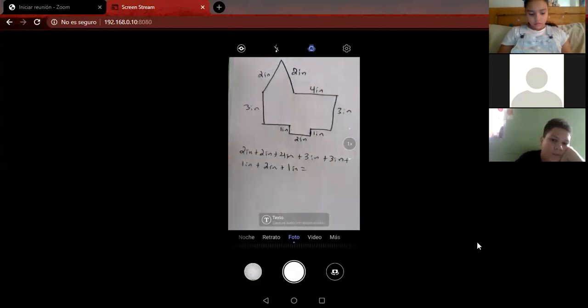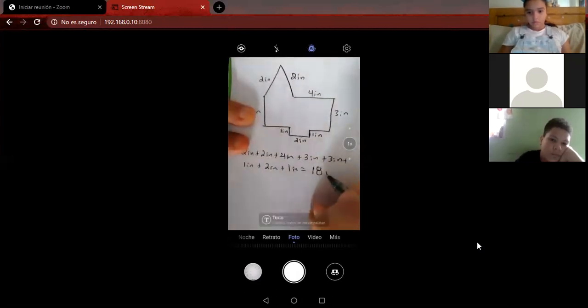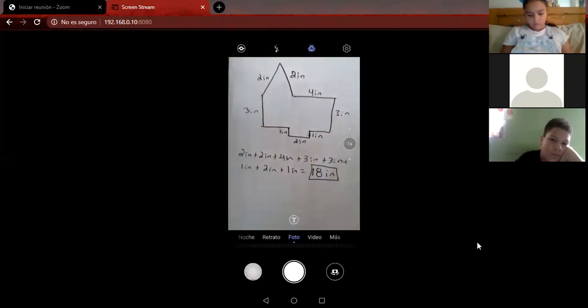It's easy. How much is that? 18. Yes, that is 18 inches. Guys, if you don't put the metric unit, that in this case is inches, your answer won't be wrong, but I will take points off. So be careful with that, don't forget. Okay? Good job. This is only perimeter.